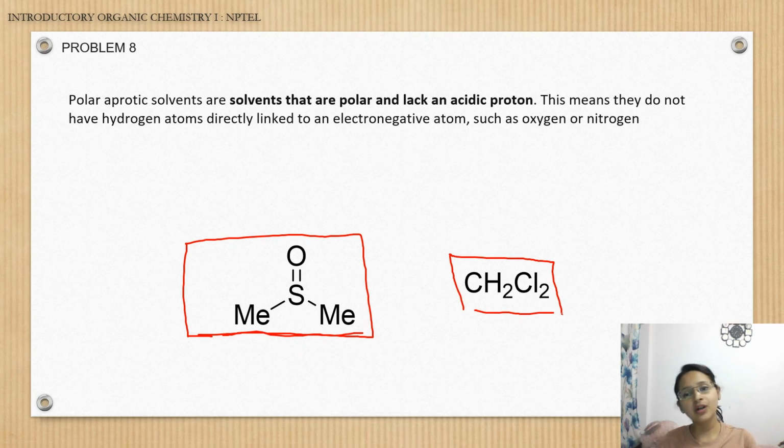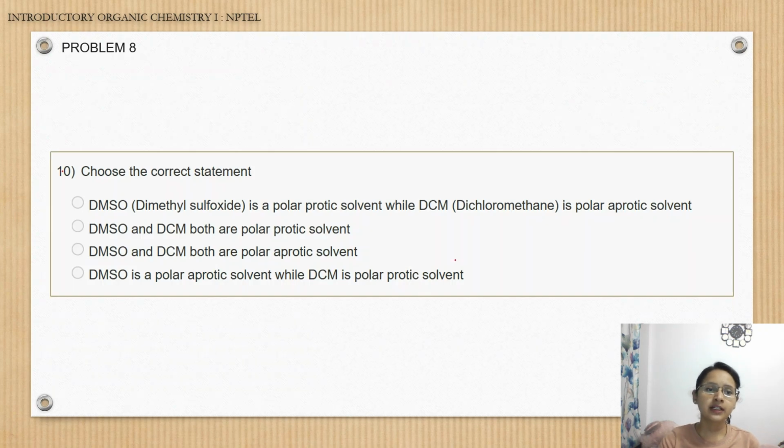Aprotic again, because there is no proton directly attached to the electronegative atom, which on dissociation will give you the proton. So if you have understood what polar protic and aprotic mean, then tell me which will be the correct one. Option number three. DMSO and DCM are both polar aprotic solvents, so option number three will be the correct one, right? Understood?